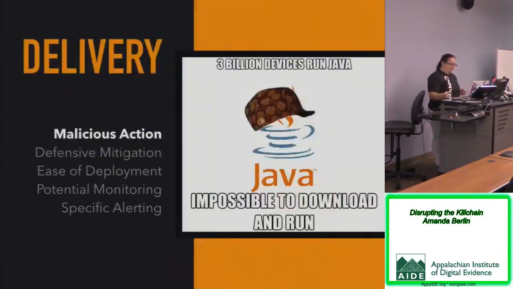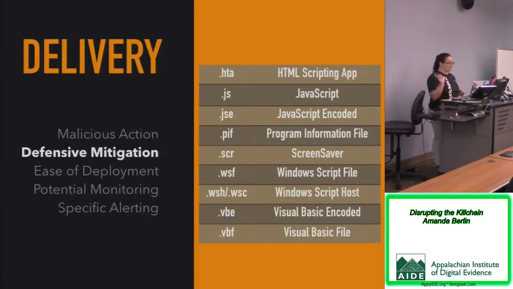So now we're on the delivery step. As we all know, most ransomware is distributed through means of phishing, sometimes targeted, sometimes not, or could be just like a mass email. But there are several defensive mitigations that you can do at this step. One that I really highly recommend, and I don't really see a whole lot of people do, is assess what types of attachments, or file types, that you need in an organization.